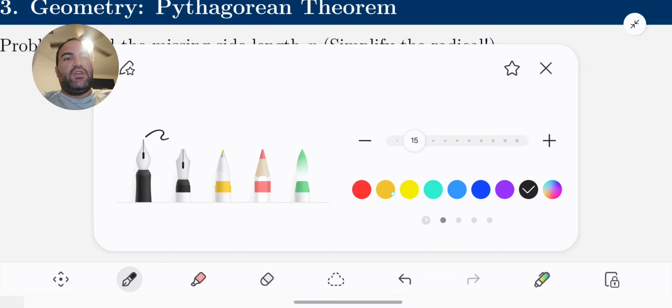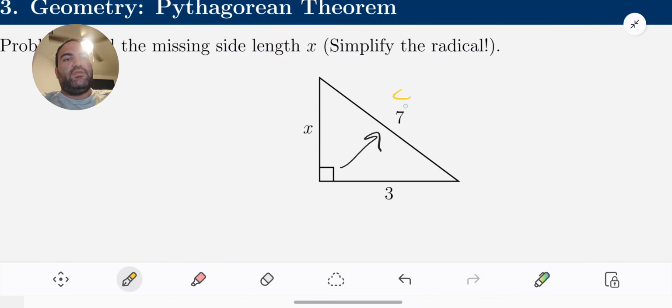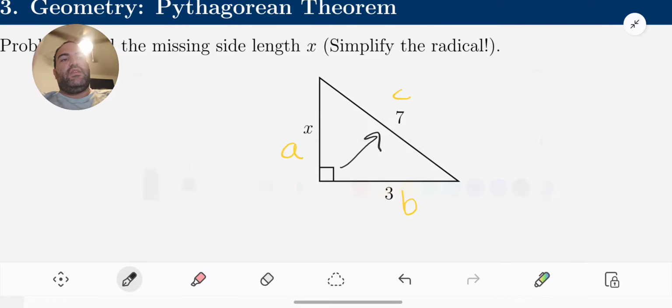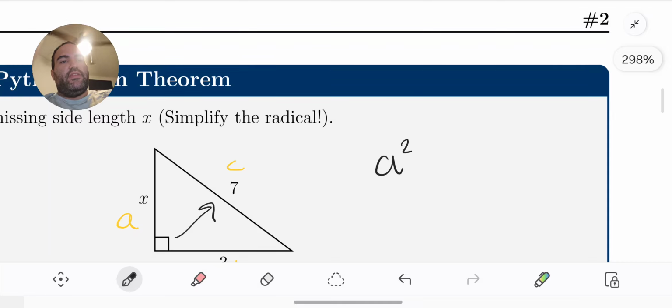Let's change color a little. So the hypotenuse is c. The others, it doesn't matter which one you call a and b. I'll just do that. And remember, our formula is, I'll write this one.